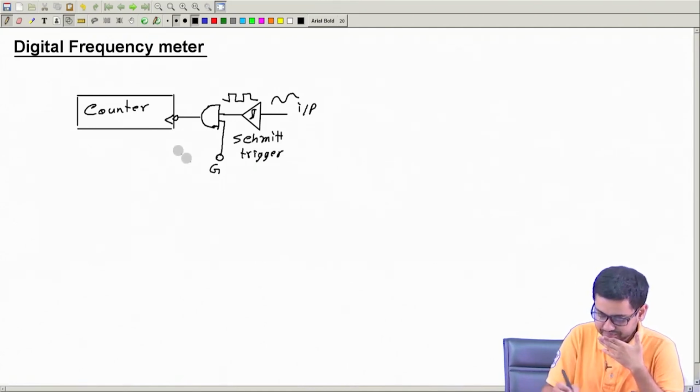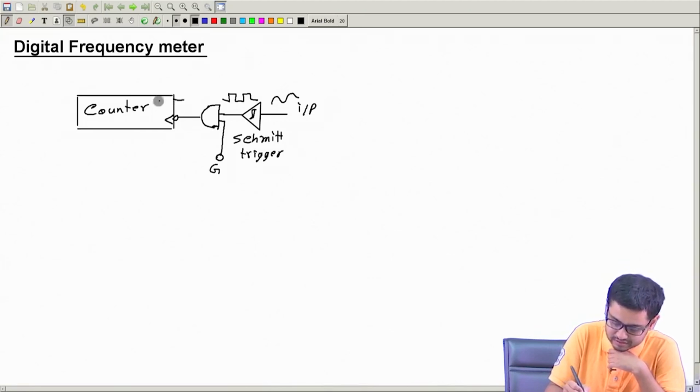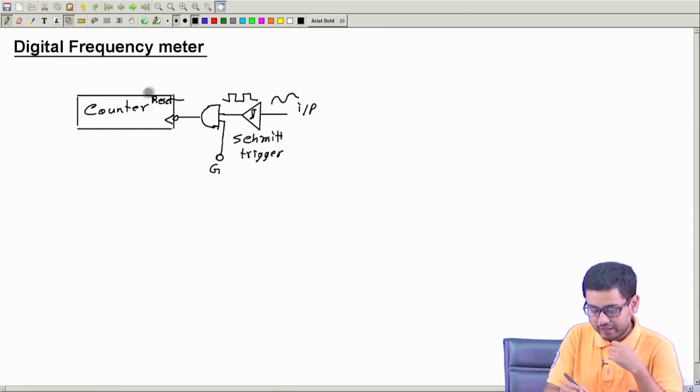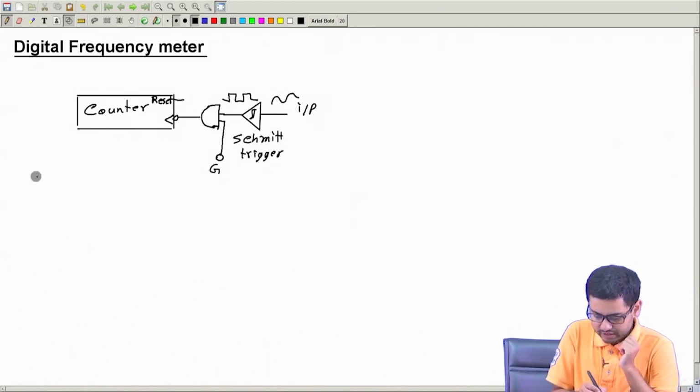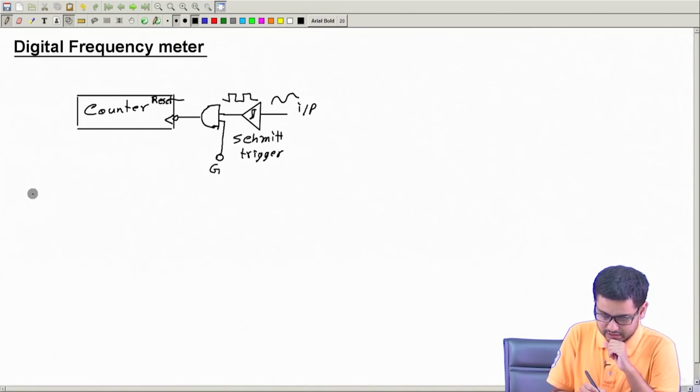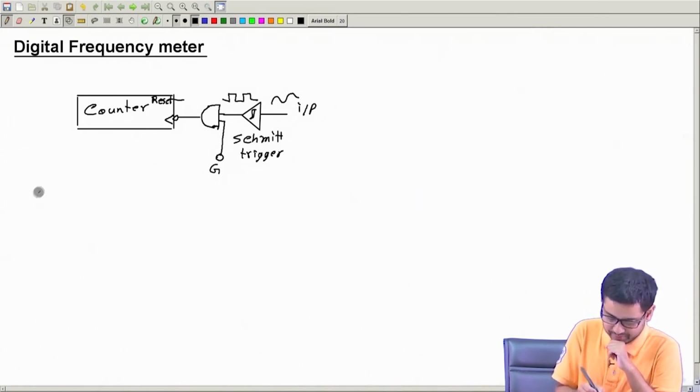Then, okay, we may need a reset input to reset the counter value to all 0 before we start counting. Okay. So, this is the basic scheme. Now, let us talk about time period measurement. Okay. So, previously we have talked about frequency measurement.